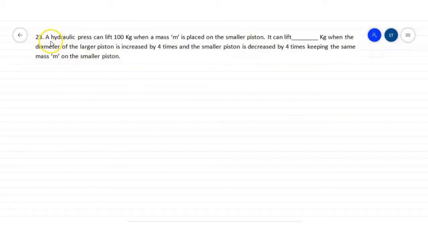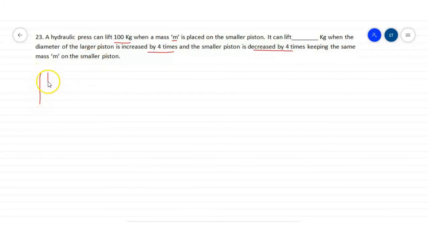Hello everyone. The question given is: a hydraulic press can lift 100 kilograms when a mass small m is placed on the smaller piston. It can lift dash kilograms when the diameter of the larger piston is increased by 4 times and the smaller piston is decreased by 4 times, keeping the same mass m on the smaller piston.